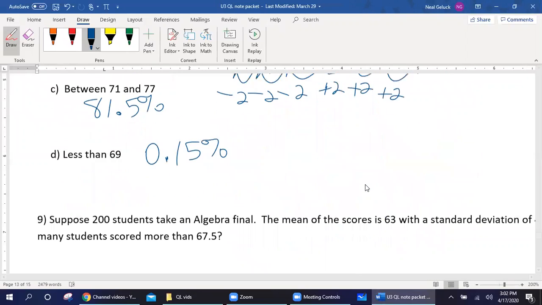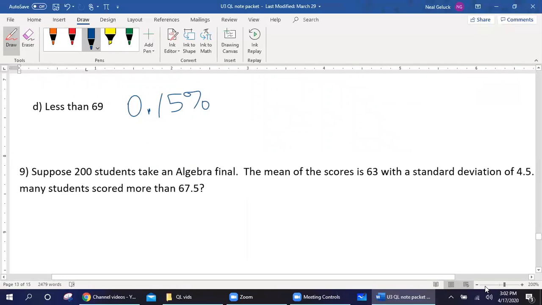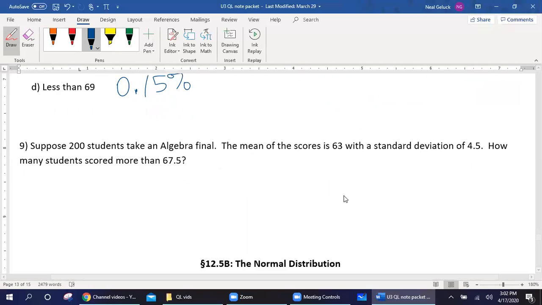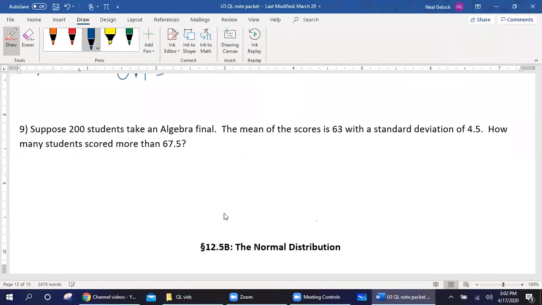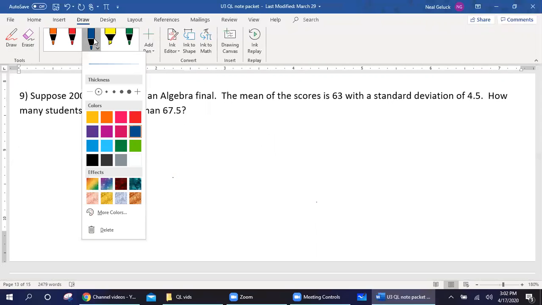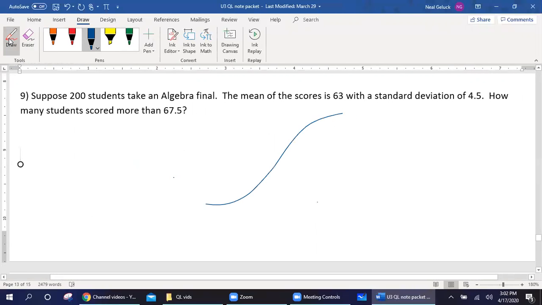On number 9, suppose 200 students took an algebra final. The mean was 63 with a standard deviation of 4.5. Okay, again, I'm going to draw the curve. Let's try that again. There we go.